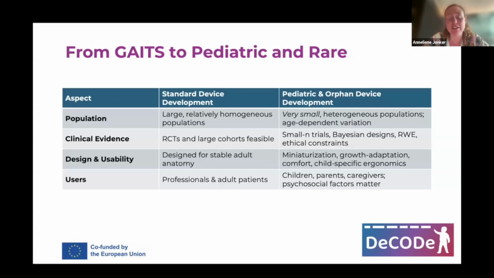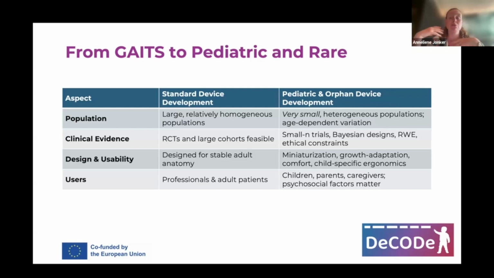The GAITS framework is a fantastic framework to really plan out your pediatric and rare diseases device development, or orphan device development. Having said that, there are some additional challenges that Sofía just pointed out. Those challenges are in terms of the population, the fact that we work with a very small, heterogeneous population, the fact that in clinical evidence gathering we are sometimes in different kinds of trials, small trials, using Bayesian designs, relying on real-world evidence, having ethical constraints, but also the fact that we have a different design and usability for the purposes of the devices that we work with.